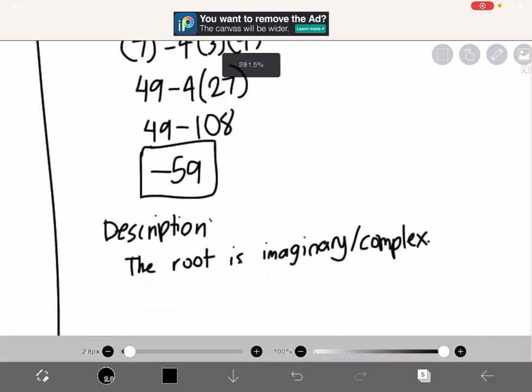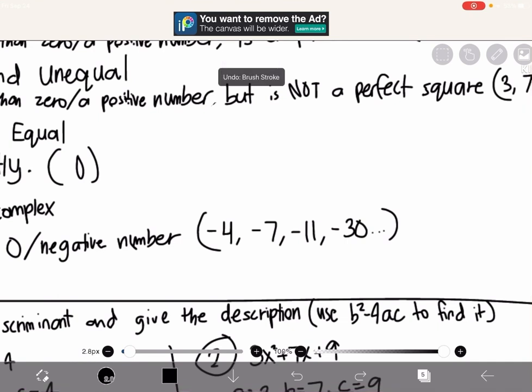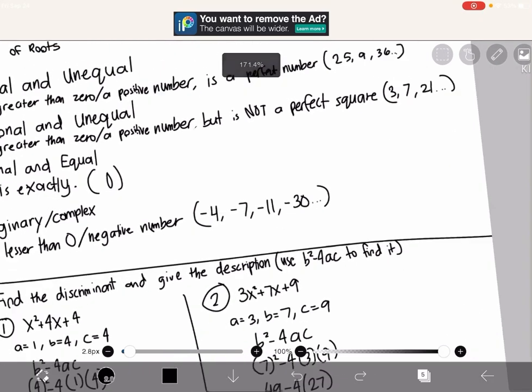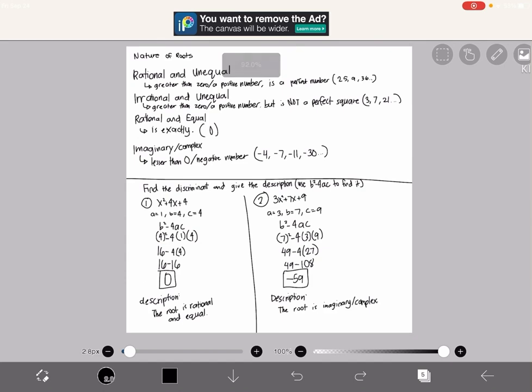Why is it imaginary and complex? Well, if you remember the description, it says lesser than 0, or in simpler terms, a negative number, which involves any type of number: negative 1, negative 2, negative 25, negative 100, anything, as long as it has a negative sign, or it's lesser than 0. Here's a quick review of it, and I hope you're able to understand this lesson.